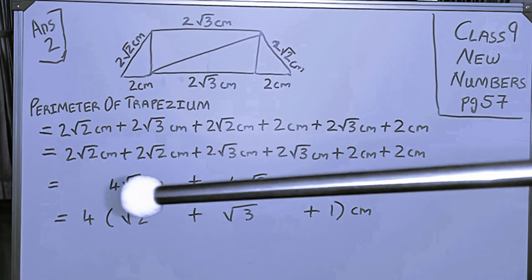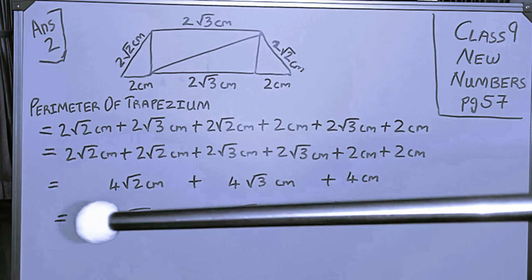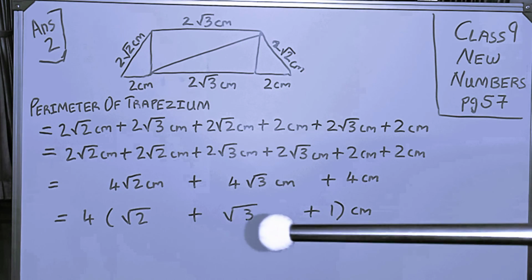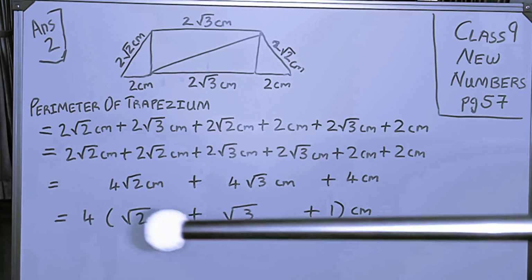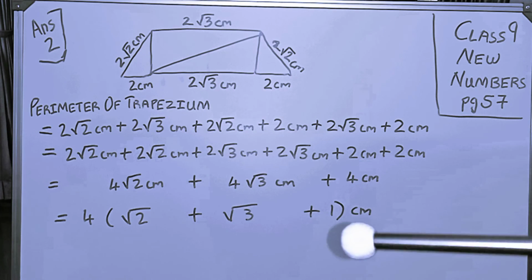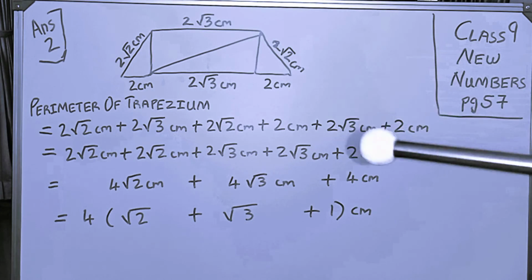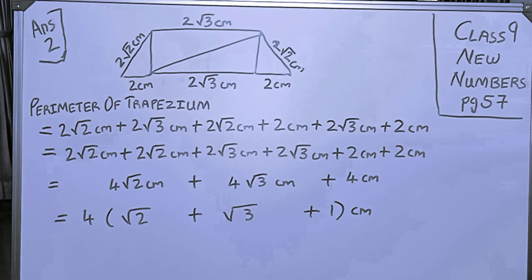Once we take all the 4s outside, inside the bracket we get root 2 plus root 3 plus 1. So this is the perimeter of the trapezium. You have found the final answer. That is, the perimeter of the trapezium is 4 in bracket root 2 plus root 3 plus 1, bracket close, centimeter. Thank you.